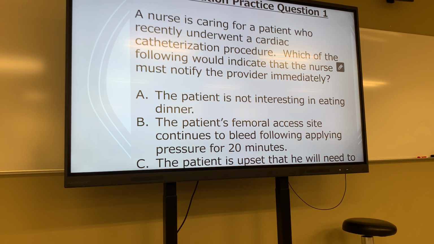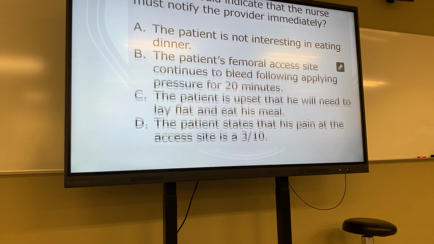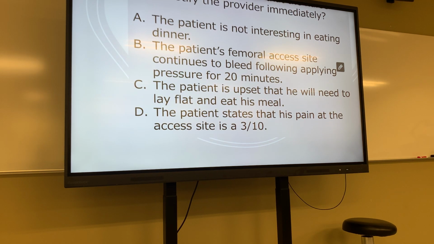So just breaking it down to, what do I even know a little bit about a medication or about what the question's asking me? Okay, so it's asking me for immediate. So the patient's not interested in eating. The patient's femoral access site continues to bleed following applying pressure for 20 minutes. The patient's upset that he will need to lay flat and eat his meal, or his pain is 3 out of 10. B. B, good.